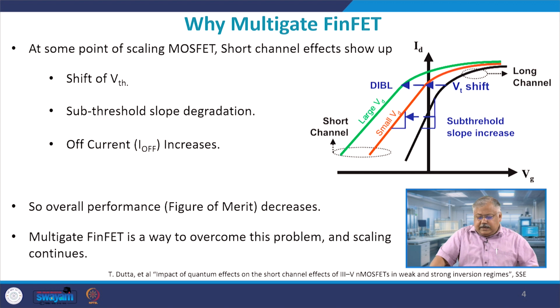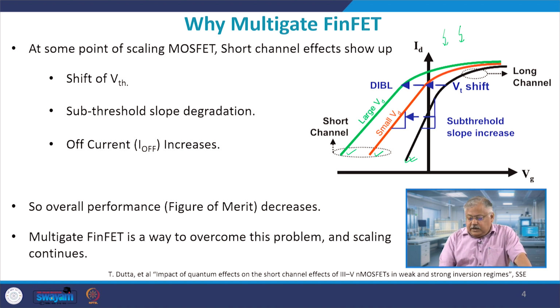So if you look at the right hand side diagram, this one, right, this is plotted ID drain current versus gate voltage on a log scale, and this is basically a long channel device and this one is a short channel device. So this is for the short channel which you see, and the black one is for the long channel device. Two things are very much visible to you.